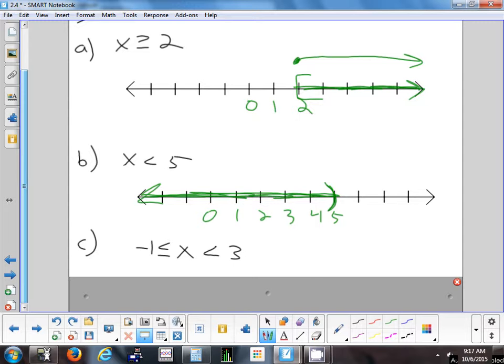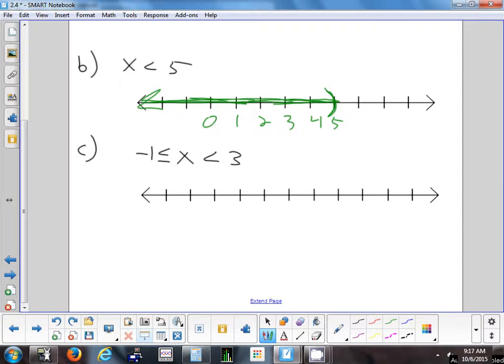Example C. This time I'm going to need 2 symbols. Let's go -1, 2, 3. Joe, what kind of symbol am I going to put on -1? A bracket. And what kind of symbol on 3? A parenthesis. And where do I shade if I want all the numbers that are bigger than -1 but smaller than 3? Jamie? We're going to shade between. And that's it.